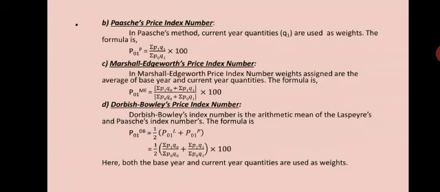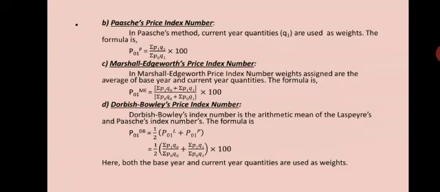In Passey's price index number, current year quantities Q1 are used as weights. The Passey's price index number formula is P01 of Passey's equals summation P1 Q1 divided by summation P0 Q1 into 100. Here P1 are the current year prices, P0 are the base year prices, and Q1 are the current year quantities.